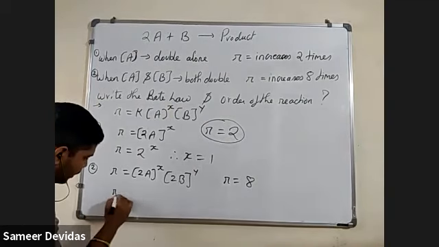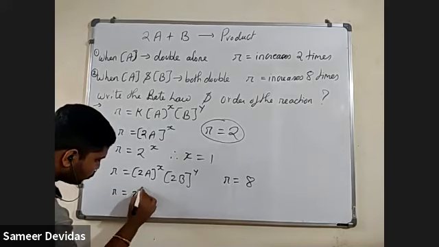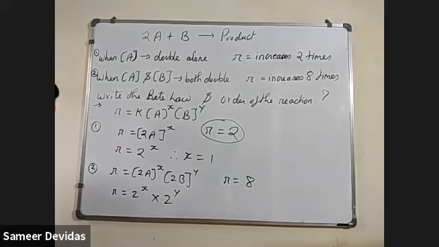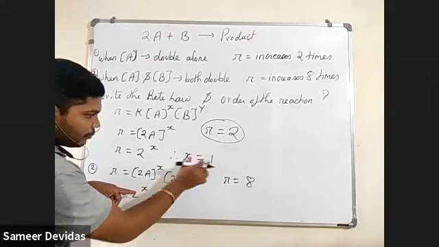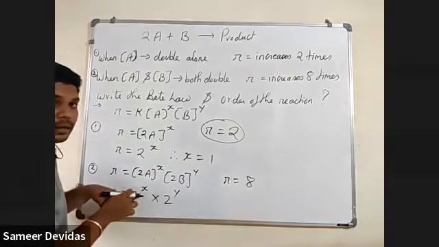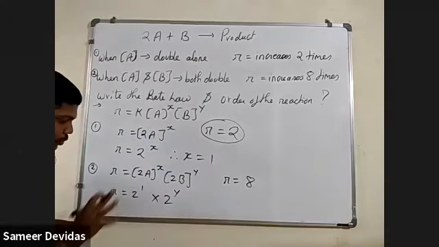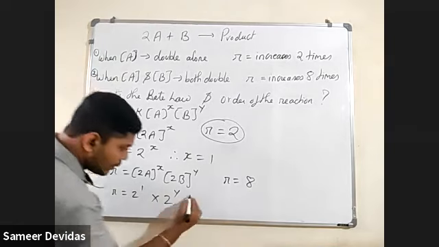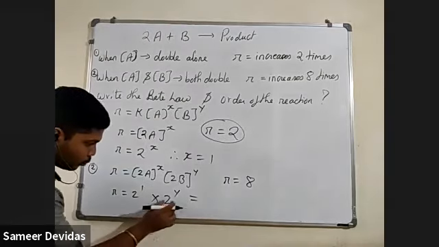Now, if you see, R is equal to 2 raised to X into 2 raised to Y. Am I right, students? Yes, sir. Now, X and Y are there. Already we have found out the X. What is the value of X we have got by using the first thing? 1. So I will say this is 2 into 2 raised to Y.